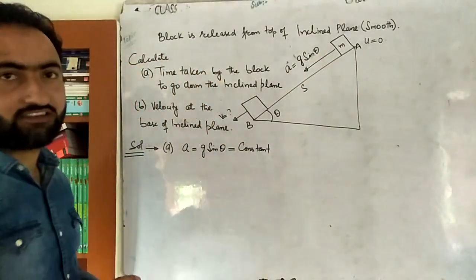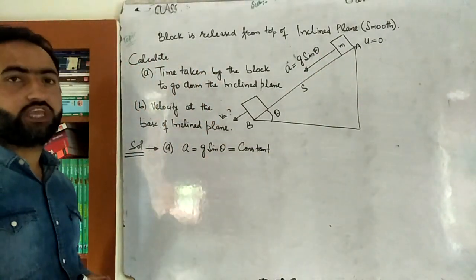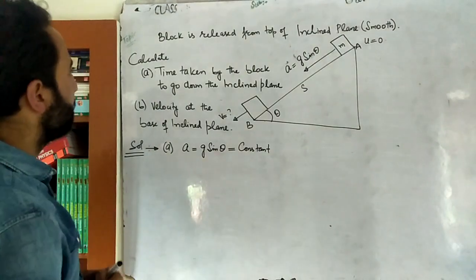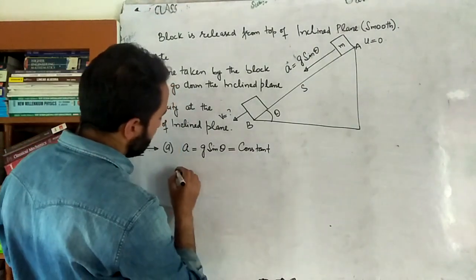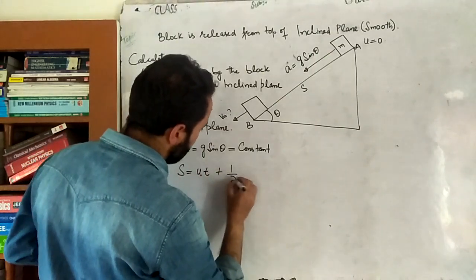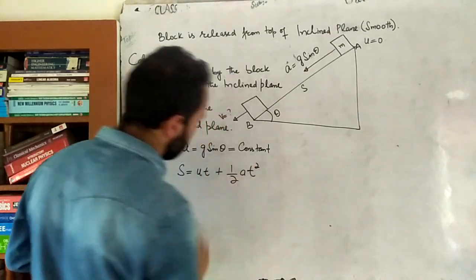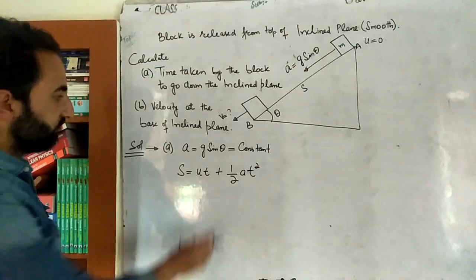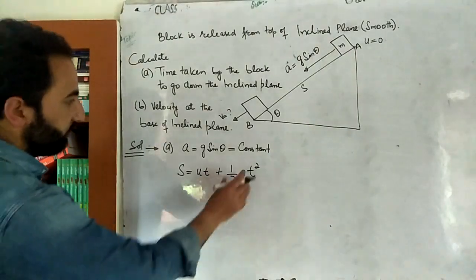So it's a uniformly accelerated motion. That means we can use the equation of motion. Now the equation of motion here we'll use is this, that is s is equal to ut plus 1 by 2 at square. Okay, so what is the initial velocity? That is 0. So this term will vanish, and then we have to calculate time.